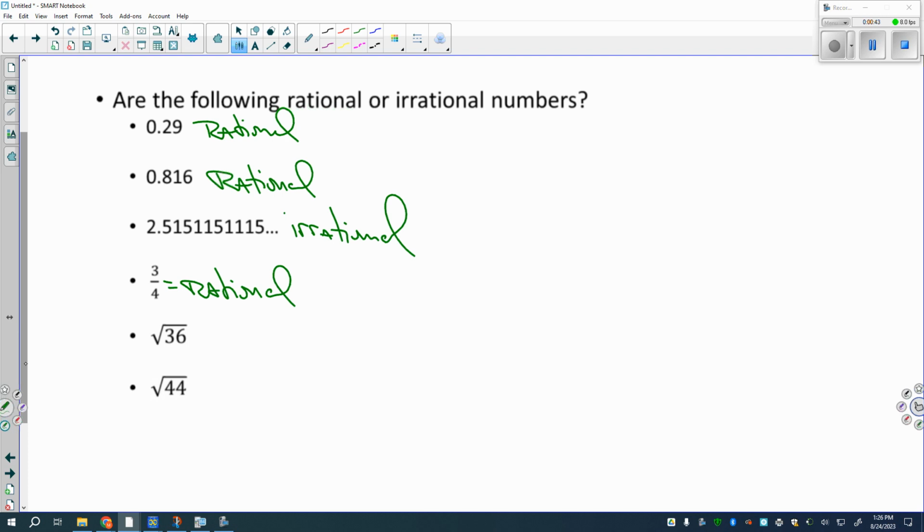Square root of 36. That is just 6, so that is rational. That's okay. Rational numbers also get to include those whole numbers and integers and things of that nature. Square root of 44, that doesn't have a nice pretty square root like 36. That is going to be irrational.